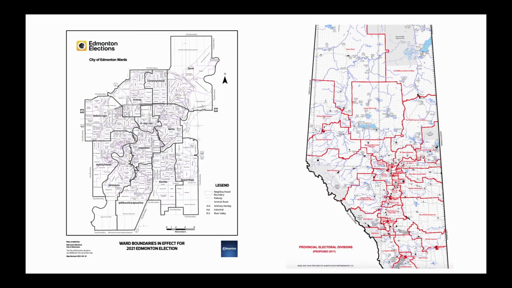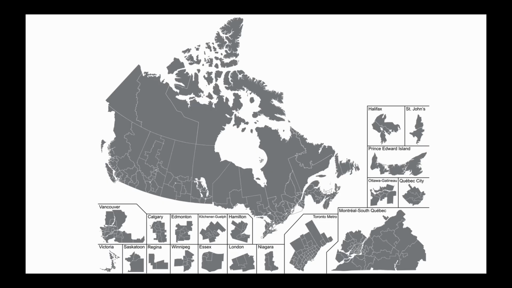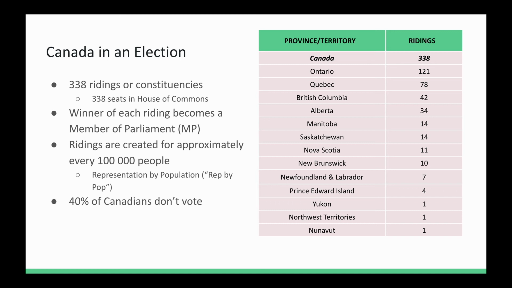And then here at the federal level, it's the same thing. We have all of these different constituencies that are here. You can see Canada is divided up. This is all divided up based on population. And we vote for people to go to Ottawa and represent us from these various different regions. And because Chapter 1 is dealing with the federal government, we are going to talk about the federal government right now and Canada in an election.